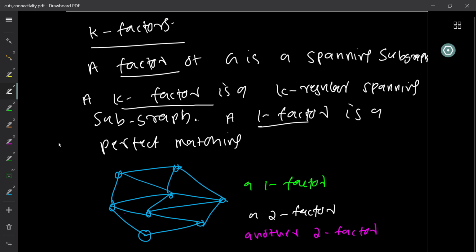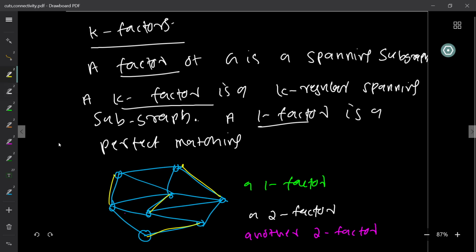So basically a one-factor is a perfect matching, two-factor is basically a collection of cycles, and similarly you can go to other higher degrees. So here is an example graph, where you see that you have a one-factor like maybe this, right? So this is basically a one-factor. It's a perfect matching which saturates all the vertices.